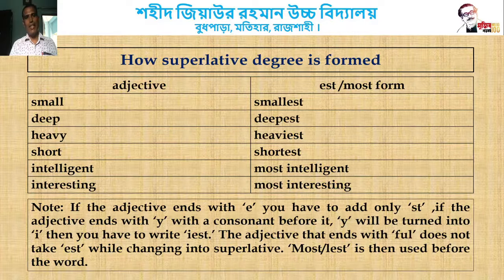If the adjective ends with y with a consonant before it, the y will be turned into i, then you have to write iest. Dear student, again follow the example, small, smallest. Here, small will become smallest. Heavy, here, again follow the word heavy, heaviest. Why? Y is omitted and iest is added. Okay, my dear student?